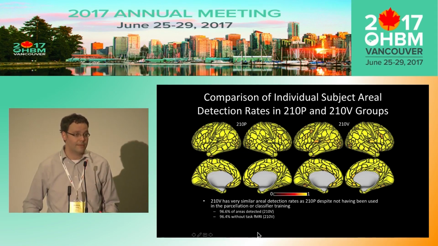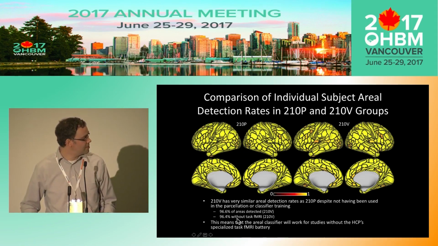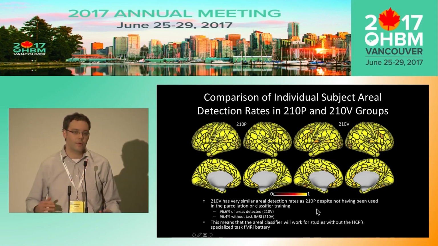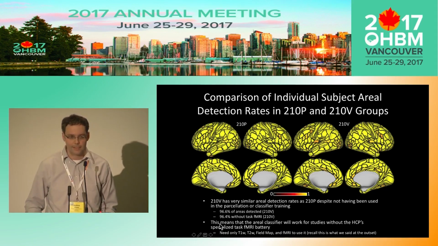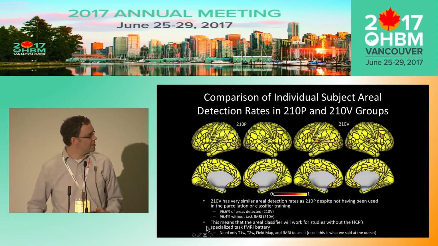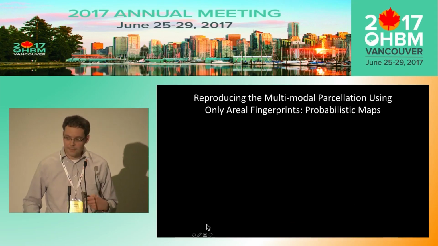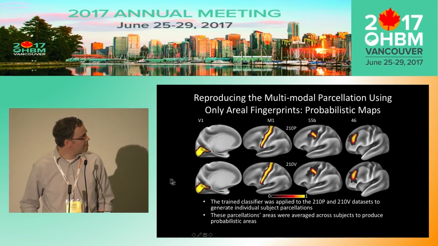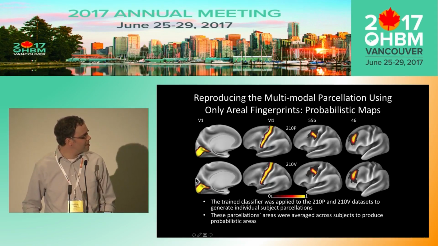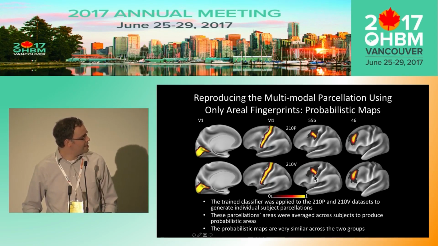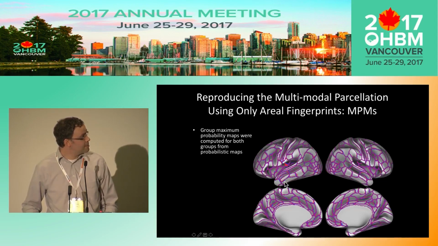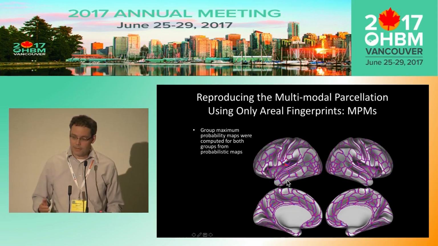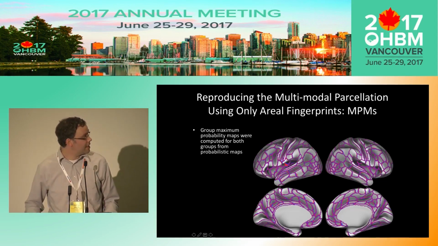If we leave out the task fMRI data, we actually do almost as well. So that means the classifier will work without the HCP's specialized task fMRI battery. T1, T2, field map, and fMRI will all work. We can make probabilistic maps of the cortical areas, and we see they look very similar between 2010P and 2010V. Some areas are better aligned with areal feature-based registration than others. We already know 55B is not perfect. We're able to replicate the parcellation based on this areal classification.